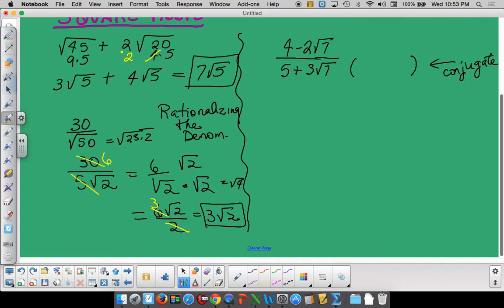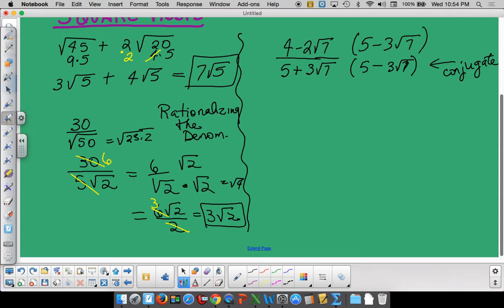So the question is, what's the conjugate of 5 plus 3 square root of 7? Well, conjugates are formed by taking the exact same numbers and simply changing the one sign that's in the middle. You're always going to do the conjugate of the denominator. We're trying to get rid of the square roots in the denominator, and conjugates will do that. So the top is also going to be multiplied by 5 minus 3 square root of 7.